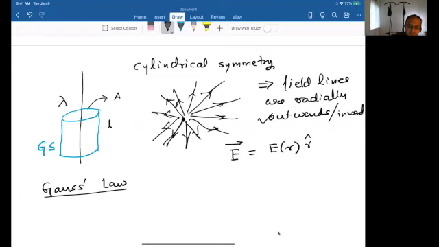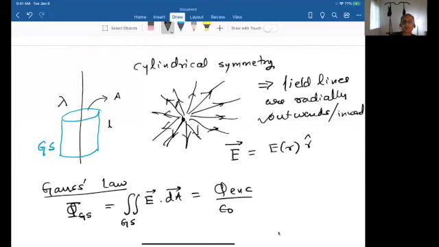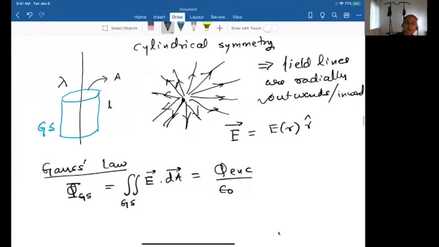Gauss's law says that the total flux over the Gaussian surface, which you can also write as the surface integral of the electric field over the entire Gaussian surface, these two mean exactly the same thing, is equal to Q enclosed divided by epsilon 0, right? Okay, so let's see if we can figure out this surface integral. The electric field is cylindrically symmetric, which means that the electric field lines are all radially outwards.